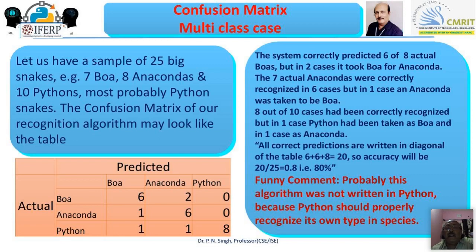All those correct predictions are written on the diagonal of the table: 6 plus 6 plus 8, 20. So what will the accuracy be? This 20, because boa, boa, anaconda, anaconda, python, python. All these true positives we have taken here, 20, and 20 divided by 25. So we can say that 80% is the accuracy of that confusion matrix. And one comment I have written from my side, a funny comment: probably this algorithm was not written in Python, because Python should properly recognize its species.